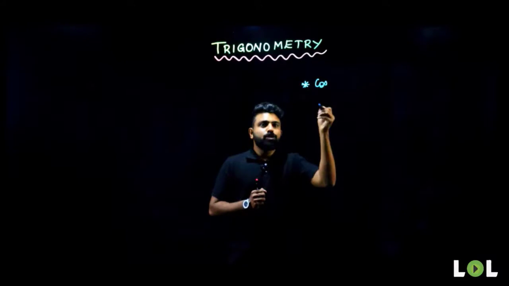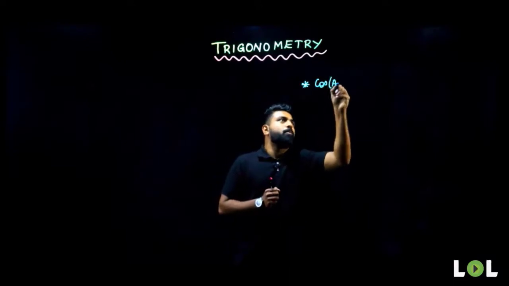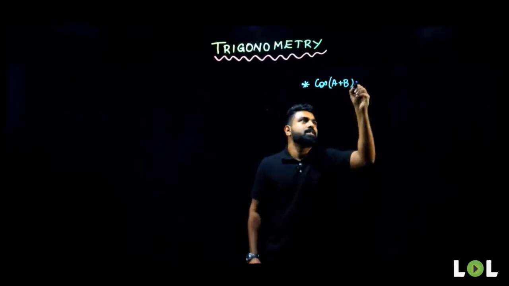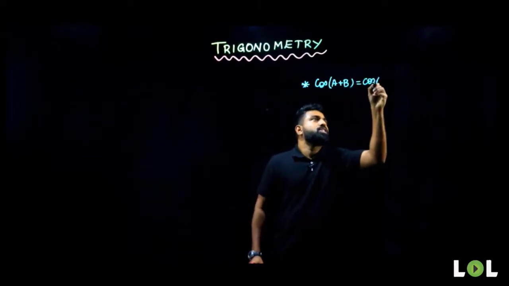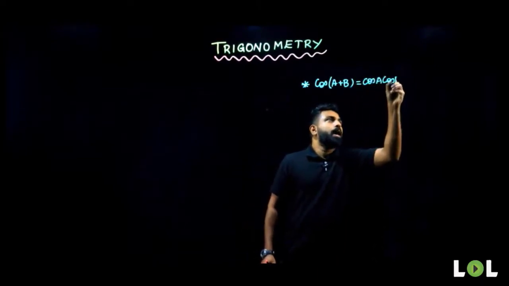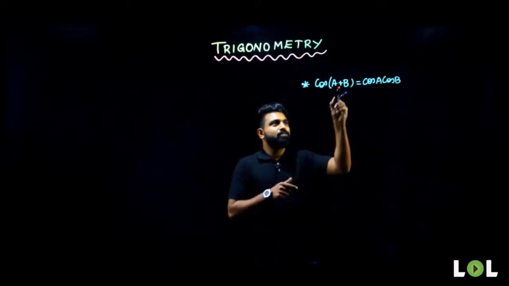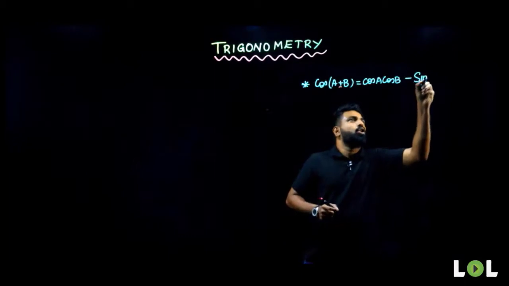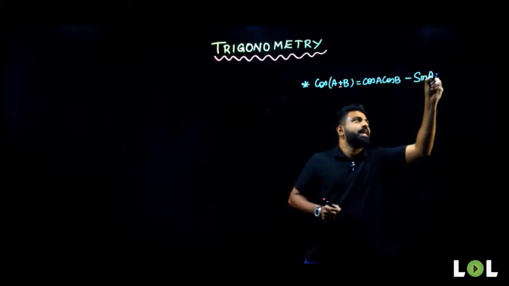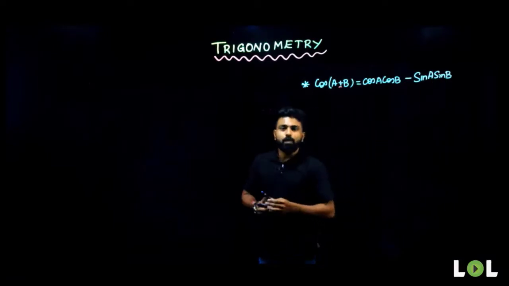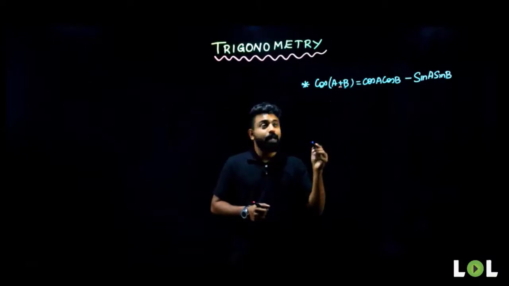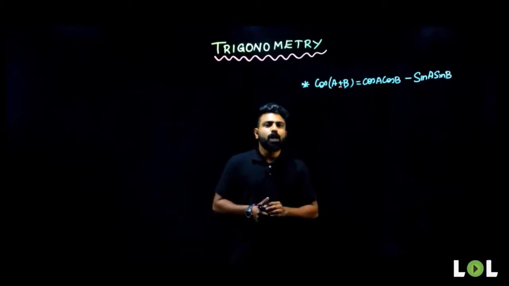So now we'll be using the cos of a plus b formula. What is cos of a plus b? Cos of a plus b can also be written as cos a cos b. As I told you, whenever you have a positive sign here, we'll have a negative sign here. So it is cos a cos b minus sin a sin b. Now similar to my previous derivation, instead of taking b here, I'll be taking another a here.